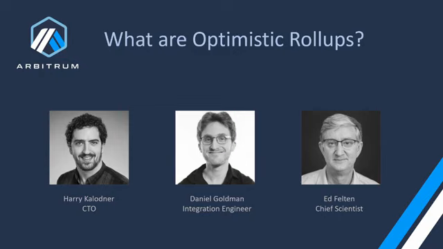Which means that instead of doing the work that we usually do on layer 1 of directly verifying them and ensuring that they're valid, we optimistically assume they're valid, and then if there's any disagreement, we can adjudicate that back on layer 1 and prove fraud. So what we want to start getting into is the question of how exactly do we prove fraud?